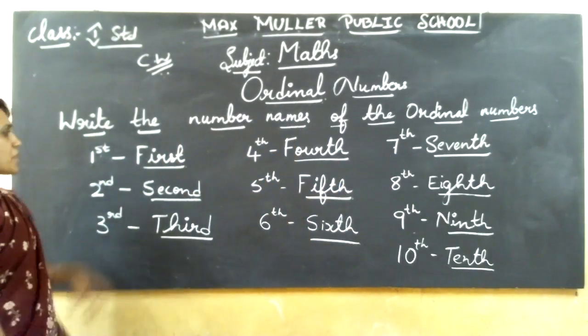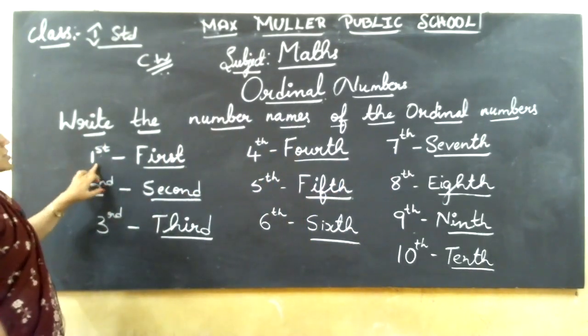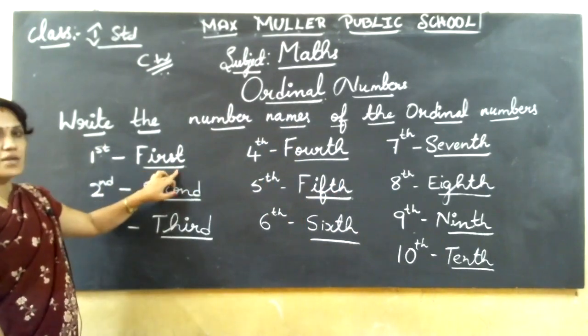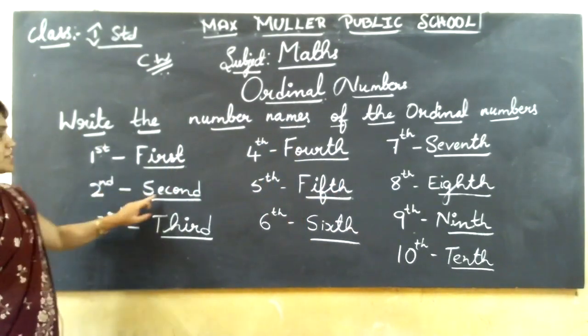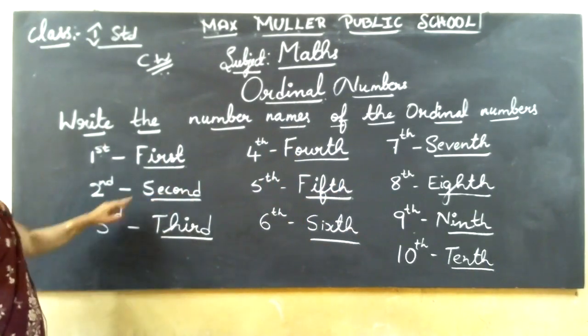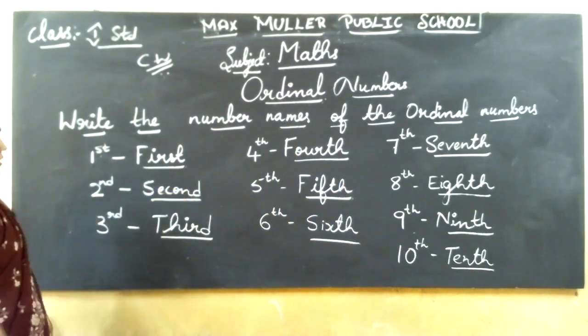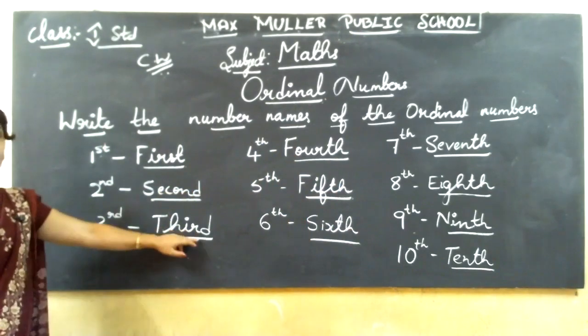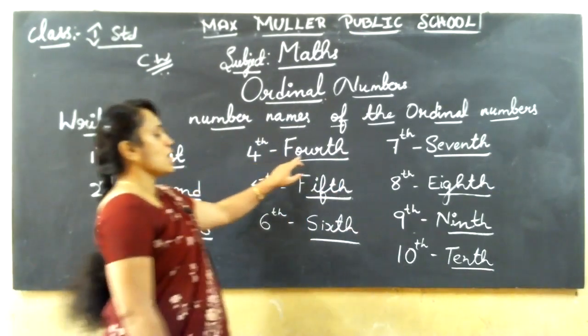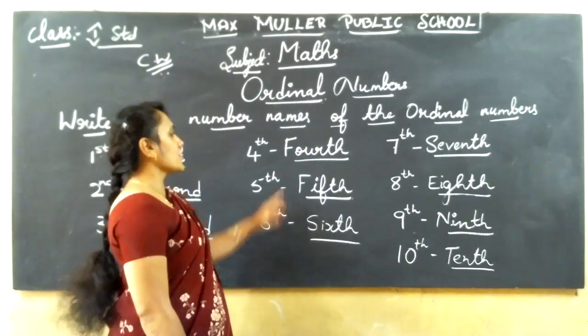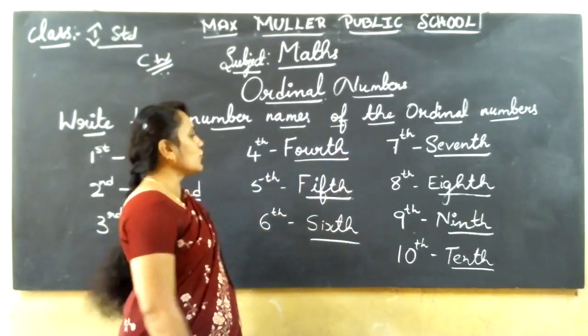Now I'll read the spelling of the ordinal numbers. First, F-I-R-S-T, first. Second, S-E-C-O-N-D, second. Third, T-H-I-R-D, third. Fourth, F-O-U-R-T-H, fourth.